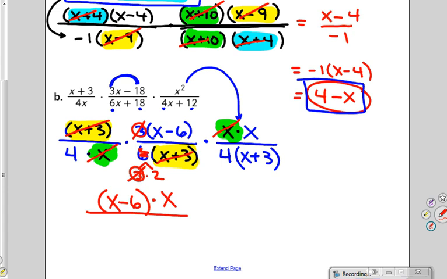In the bottom, the 6 is gone. It became 3 times 2, and its 3 went away. So this 6 is now just a 2. In the bottom, I have 4 times 2 times 4, which is 32. And I also have that x plus 3. If you left your answer like that, I'd be fine with it.